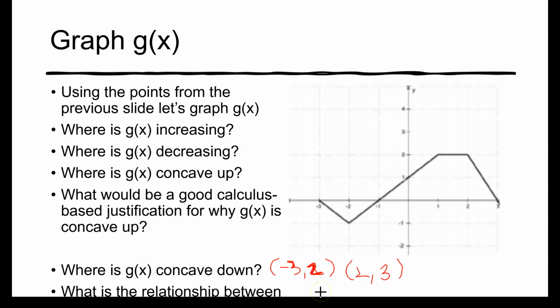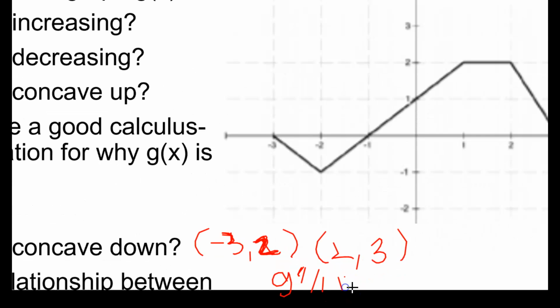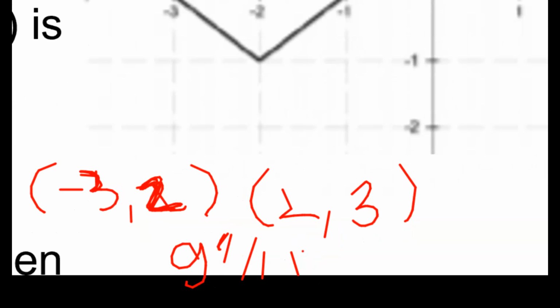And then it just says, what is the relationship between f and g? And this is a super important question because understanding what their relationship is will give you a better understanding of the fundamental theorem of calculus. So basically, their relationship is that g prime of x is equal to f of x, or in this case, f of t. So g prime of x is equal to f of x.